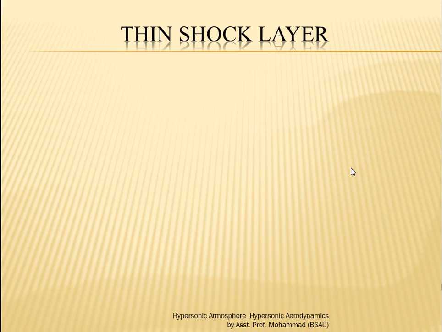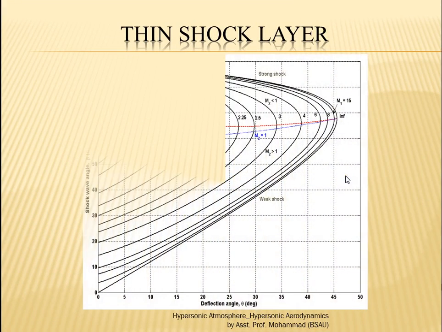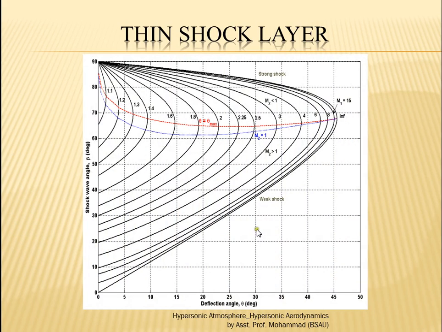In this picture we can see the wave angle decreasing with increasing Mach number. This is the theta-beta-M curve. Theta is the deflection angle, and beta is the wave angle, and for different Mach numbers different curves are plotted. Take any particular Mach number, maybe a 10 degree deflection angle. This region is the weak oblique shock, and this region is the strong oblique shock.